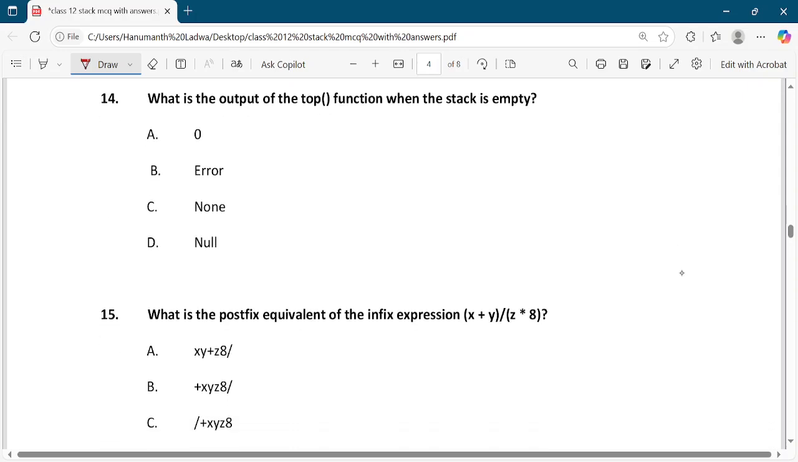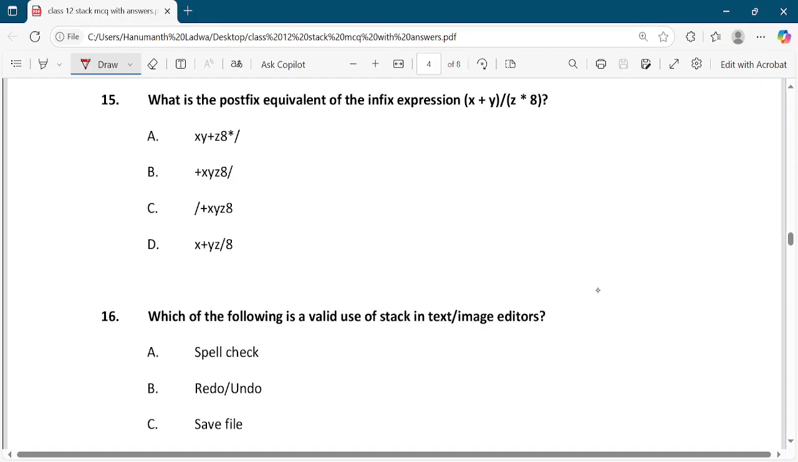Question number 14. What is the output of the top function when the stack is empty? Option A, 0, B, error, C, none, D, null. So here option C, none is the right answer.